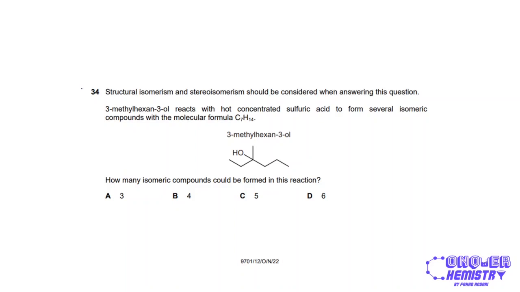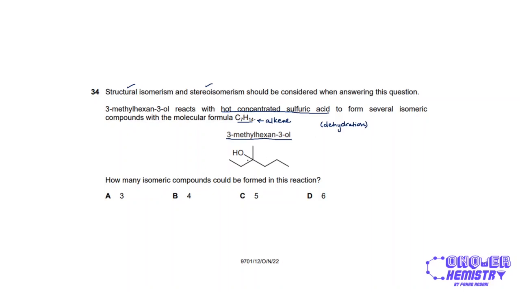All right, so now we have an isomerism question, and we need to consider both structural as well as stereoisomerism. Right, so we have an alcohol over here, 3-methylhexan-3-ol, that reacts with hot concentrated sulfuric acid and forms several isomeric compounds with the molecular formula C7H14. Now this smells of an alkene. And the reason is that alcohols, when they react with hot concentrated sulfuric acid, this turns out to be a dehydration or elimination reaction. All right.